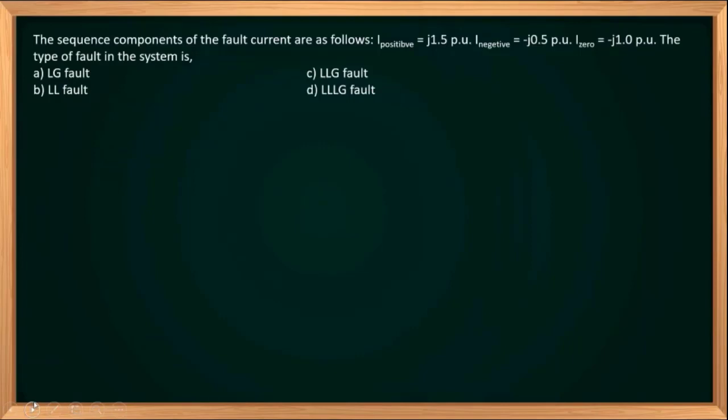And if you notice, during a faulted condition, it is given the sequence components of the current. You will be asked to find the type of fault. So please read the question. The sequence component of the fault current. Fault ഉണ്ടായതിനു ശേഷമുള്ള fault current ന്റെ sequence components ആണ് തന്നിരിക്കുന്നത്. Are as follows. I positive sequence തന്നിട്ടുണ്ട്, negative sequence തന്നിട്ടുണ്ട്, zero sequence തന്നിട്ടുണ്ട്. The type of fault in the system is. Sequence components current ന്റെ faulted current ന്റെ sequence components തന്നു കഴിഞ്ഞാൽ how can you find the type of fault? Type of fault.